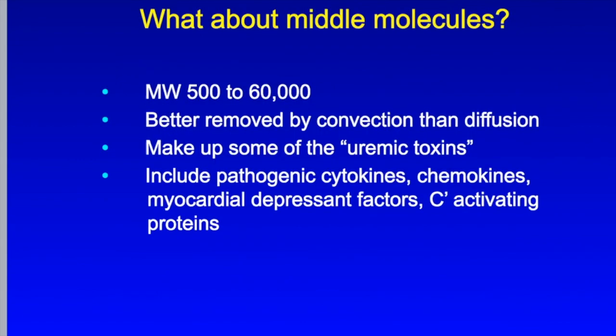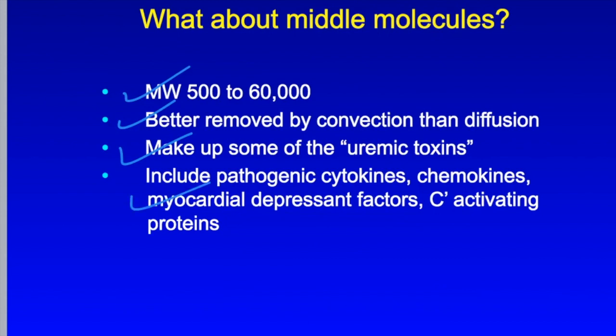However, middle molecules, molecular weight 500 to 60,000, are more efficiently removed by convection than diffusion. So CVVH and CVVH-DF are better at removing them than dialysis alone is. The reason this is of interest is that a recent study identified 67 so-called uremic toxins, the substances that make people sick in renal failure, 22 of which fell into the middle molecule range.